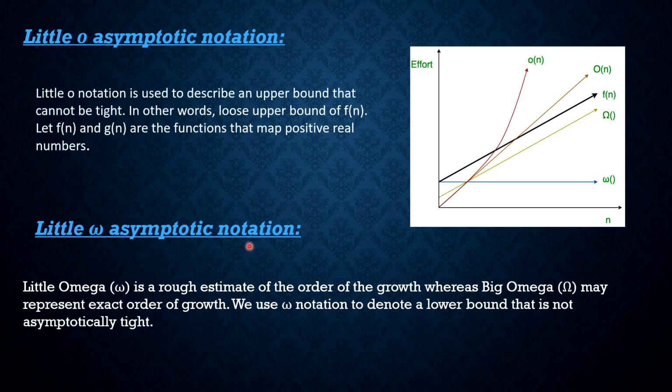Little omega asymptotic notation. Little omega is a rough estimate of the order of growth, whereas big omega may represent the exact order of growth. We use little omega notation to denote a lower bound that is not asymptotically tight. Here we can see the little omega notation, the lower bound that is not asymptotically tight. And we can see the little o and little omega asymptotic notations.